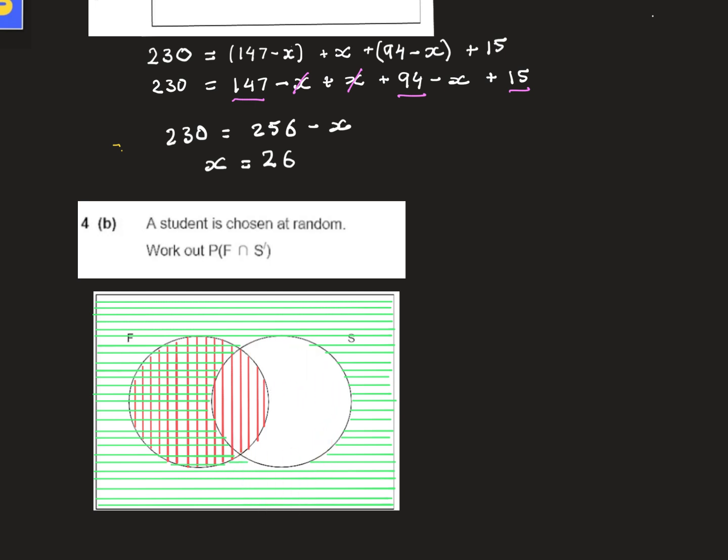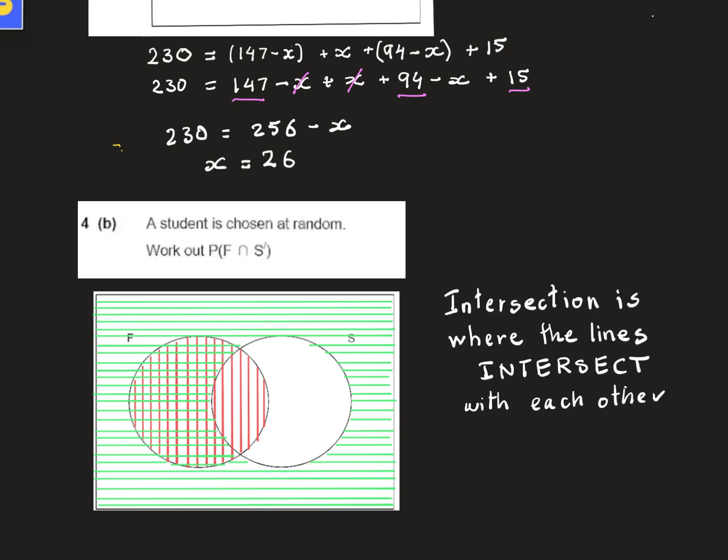So what is actually the intersection? The intersection means we look at the section where the lines intersect, that is, where they are perpendicular to each other. You can see that this is in this area here, which I'm shading in pink. That area was represented by the value of 121. So we need to write down that F intersection S complement is equal to 121.